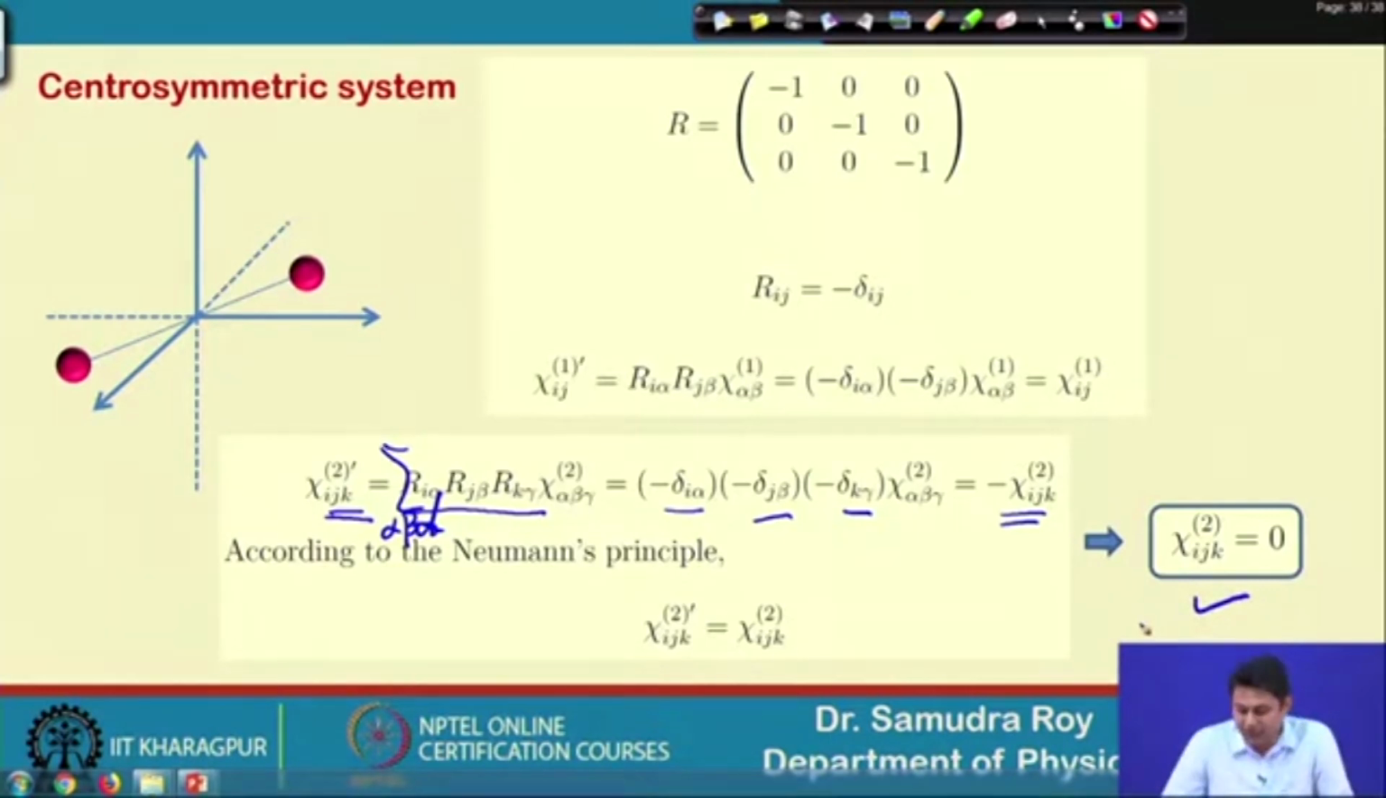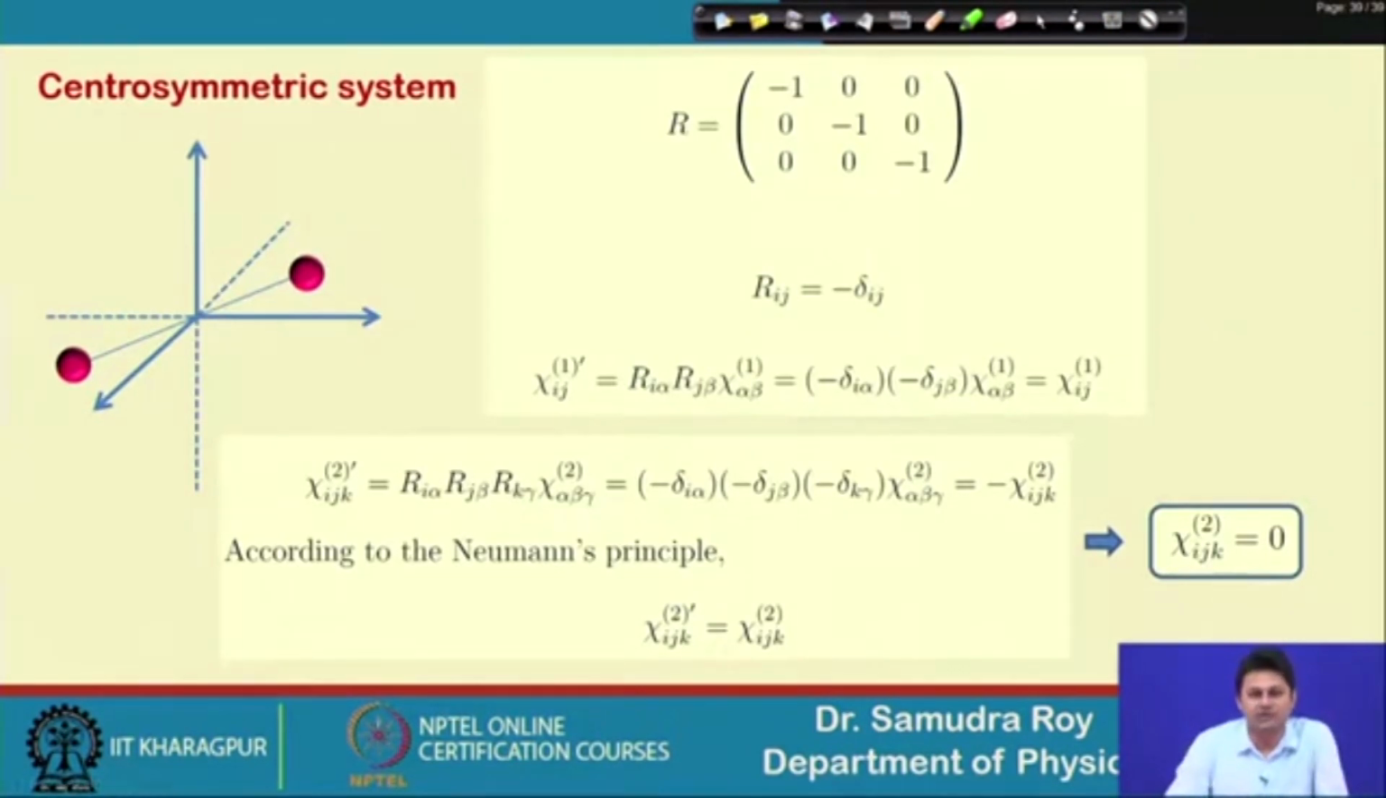So, the second order susceptibility chi i j k being 0 under this centrosymmetric system suggests that for a centrosymmetric system there is no second order susceptibility. The second order susceptibility will vanish for a centrosymmetric system. Well, this is the thing we would like to discuss in today's class. So, we are going to end here.